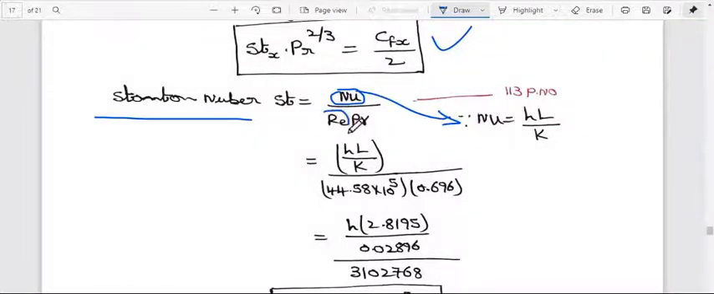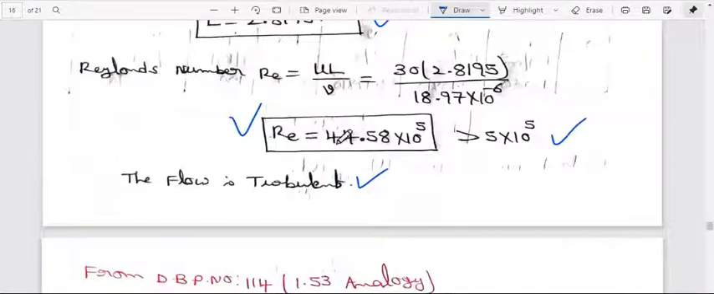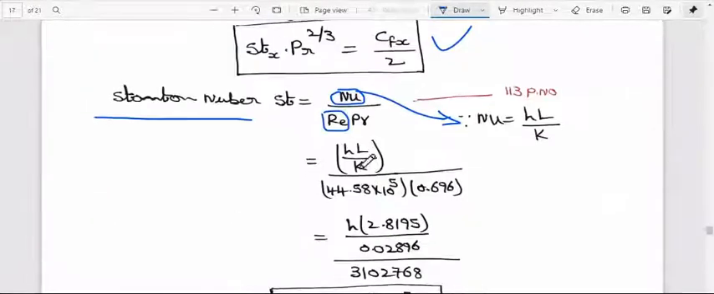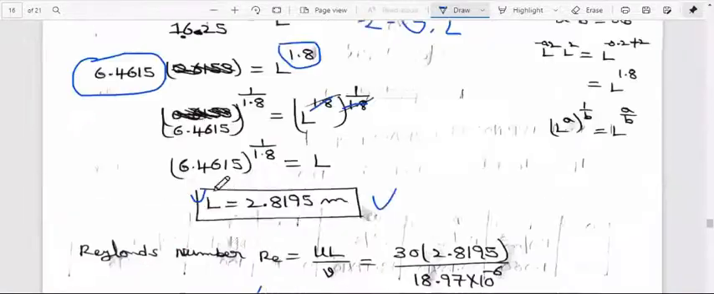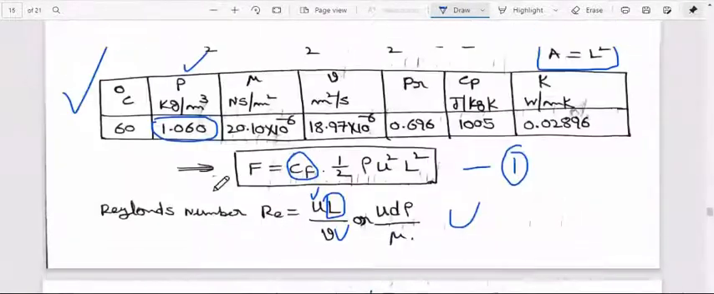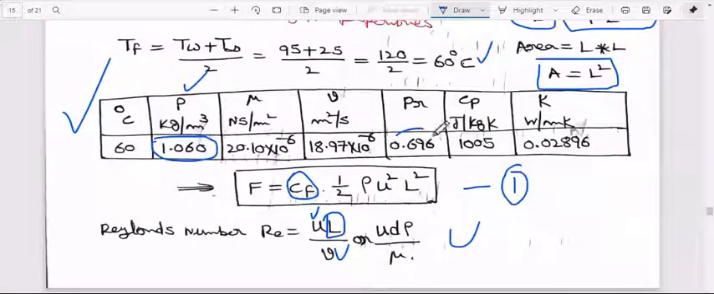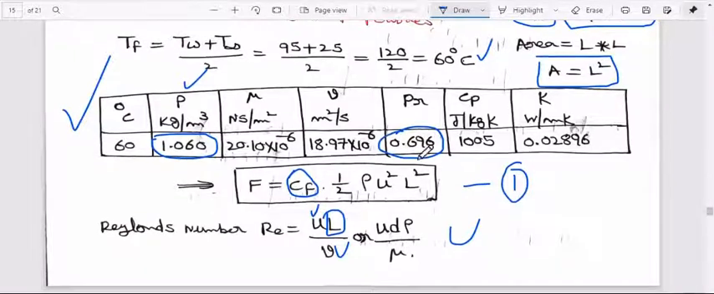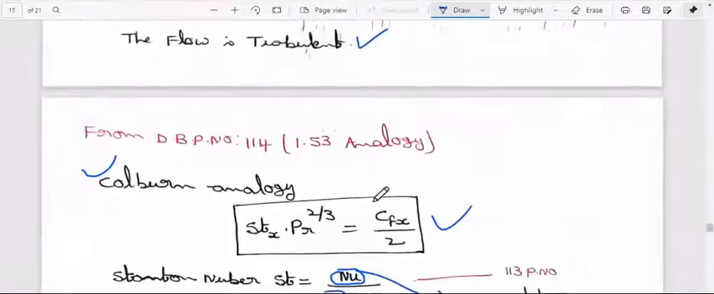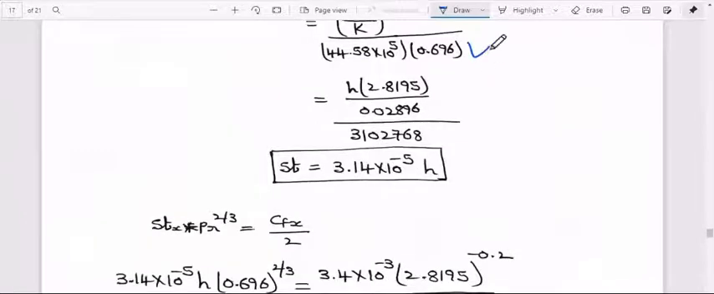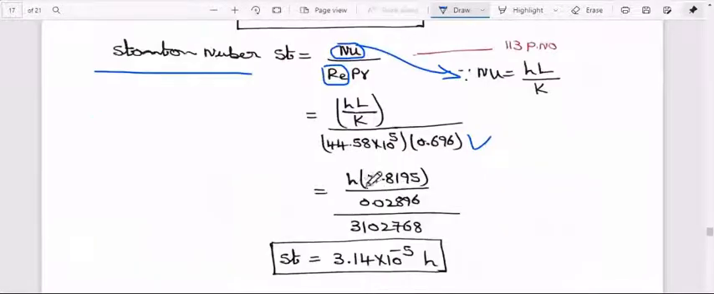So now the RE value is calculated. So here 44.58, and the PR value is taken at 60 degrees temperature from the properties table. PR value is 0.696. We need to substitute these values. So here the L value is a known parameter. We already calculated it. We need to substitute the L value also.